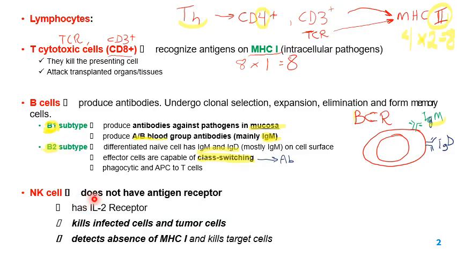And since these cells do not have an antigen receptor, they are not going to detect antigens. Okay? So in comparison to the other T cells that have to detect antigen presented by MHC molecules, these guys are going to detect the absence of MHC molecules on cells. Okay, this is a very, very important mechanism of how natural killer cells do their killing.